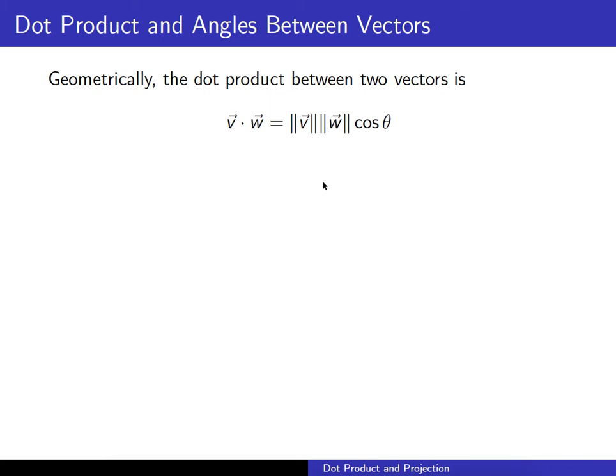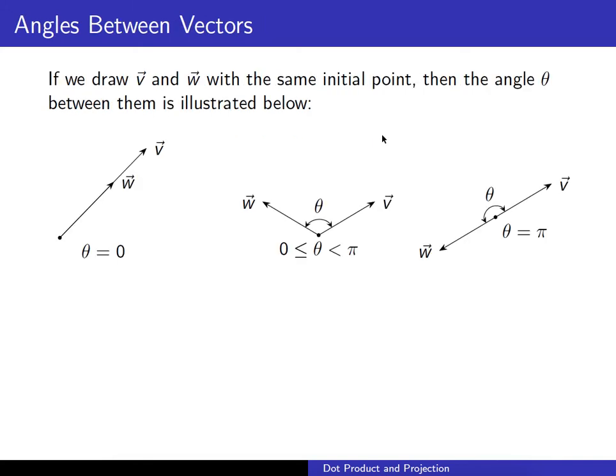So geometrically, the dot product between two vectors, we took a look at how to find it using the coordinates or the components in the last video. But vector v dot vector w is the magnitude of vector v times the magnitude of vector w times the cosine of the angle between them. So for instance, if the angle between them is 0, then whatever the length of v is, times whatever the length of w is, times the cosine of 0 will just give us the magnitude of vector v times the magnitude of vector w as the dot product.